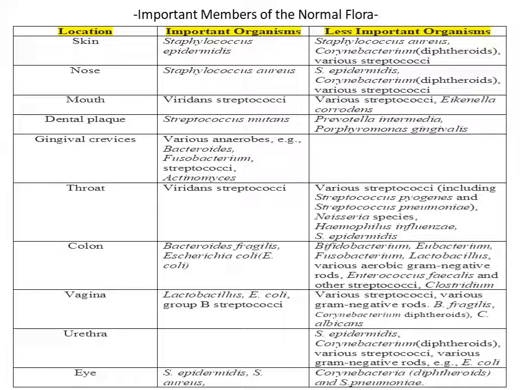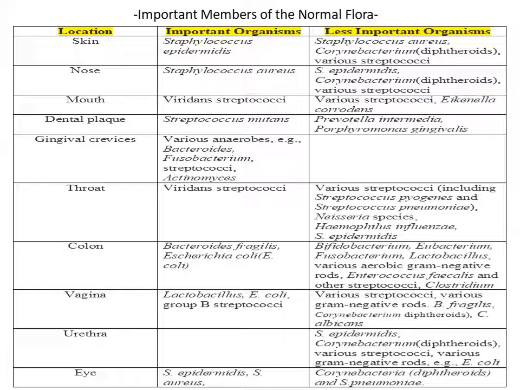Colon: the most important organisms are Bacteroides fragilis and Escherichia coli. Less important organisms are Enterococcus faecalis, Streptococcus, and other microorganisms. Vagina: normal flora is Lactobacillus, Escherichia coli, and group B streptococci. Less important are various streptococci and other microorganisms. Urethra: Staphylococcus epidermidis, diphtheroids, various streptococci, Escherichia coli, and others.